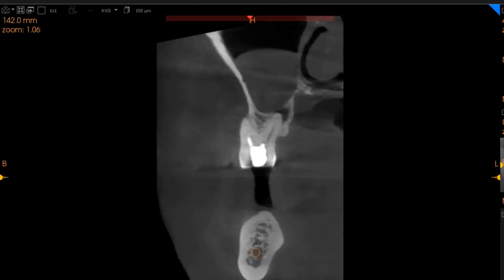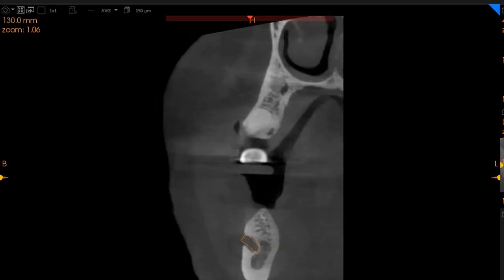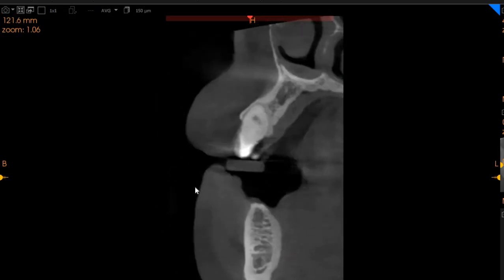Moving towards the posterior, upper left posterior, if the 6 is in fact extracted, we've got a ridge width of 13 and a height of 5 millimeters. We cannot do a sinus lift until the sinusitis is cleared. So the left maxillary sinus is filled with sinusitis, and we've got a periapical radiolucency present here at the palatal root as well.